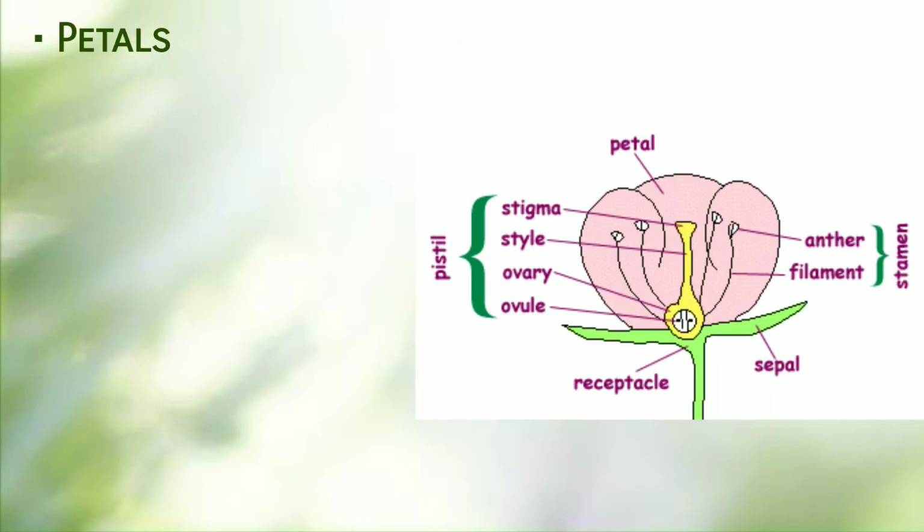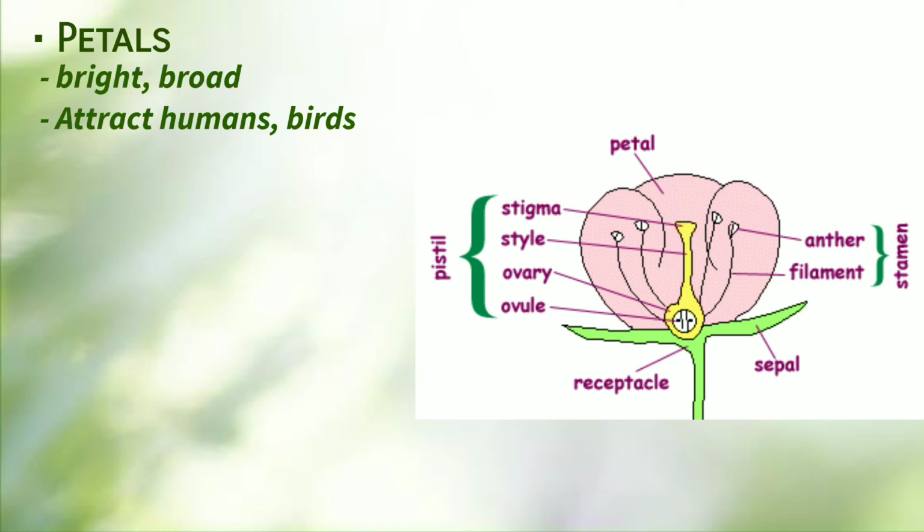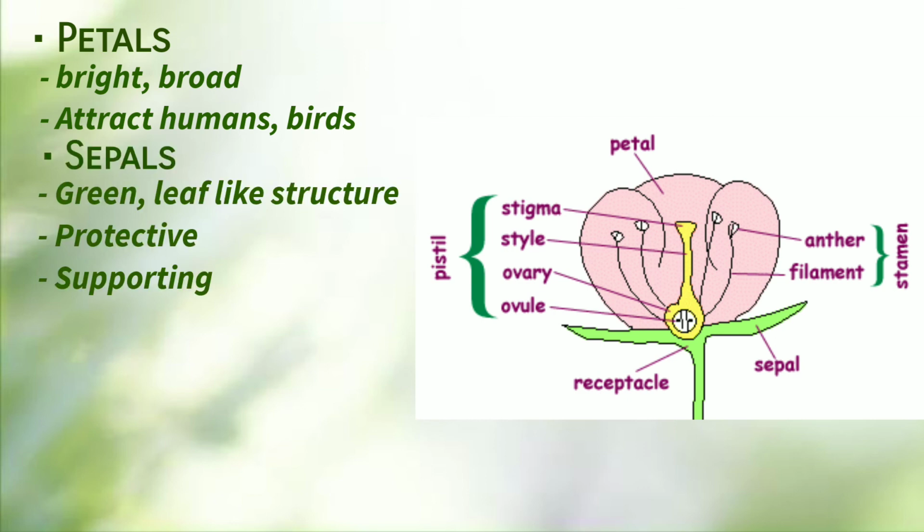First is petal. These are bright, colorful and broad parts of the flower. Petals attract not only human beings but also insects and birds. The ring of colorful petals in a flower protects the reproductive organs of the flower. Next, sepal. This is the green leaf-like structure of the flower that encloses the petals and is responsible for protecting the flower when it is in its bud form and supporting it when it is in its bloom stage.